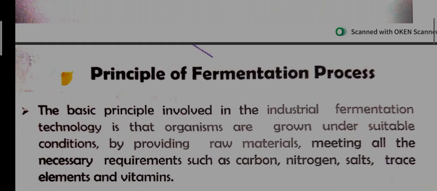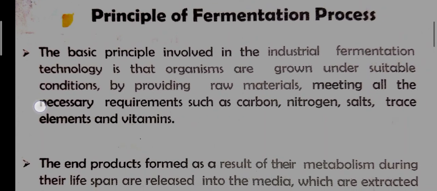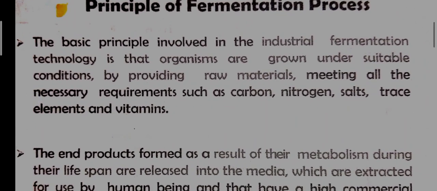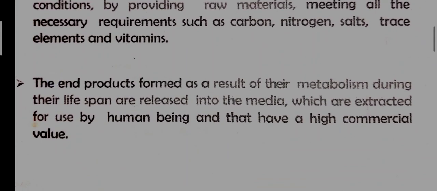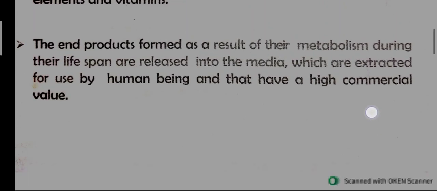Next is principle of fermentation processes. The basic principle involved in the industrial fermentation technology is that organisms are grown under suitable conditions by providing raw material, meeting all the necessary requirements such as carbon, nitrogen, salts, trace elements, and vitamins. The end products formed as a result of their metabolism during their lifespan are released into the media, which are extracted for use by human beings and that have a high commercial value.